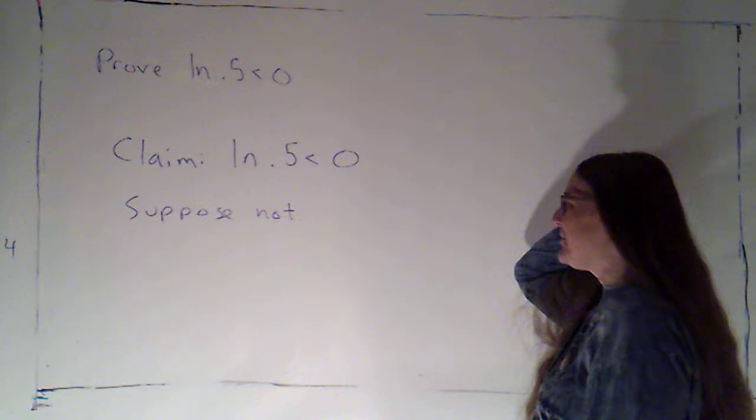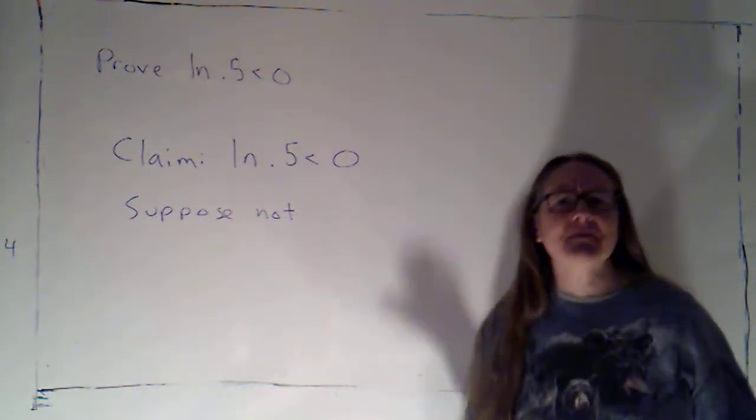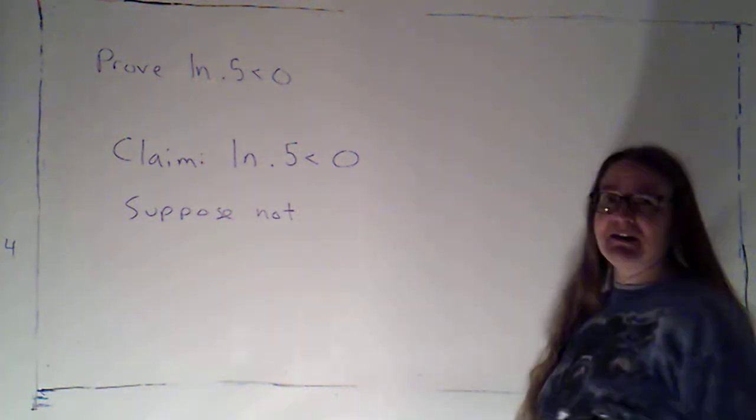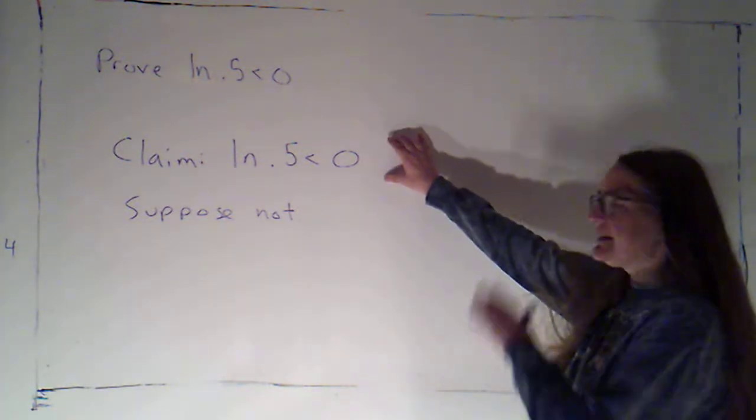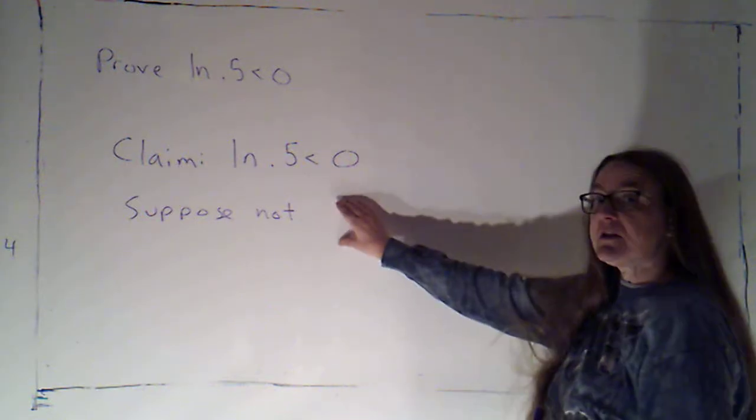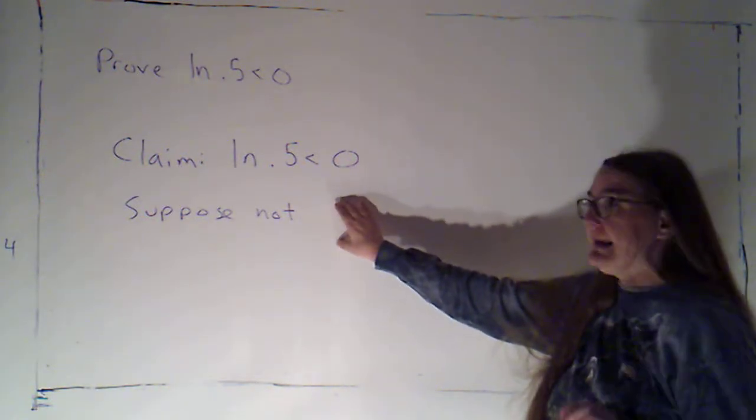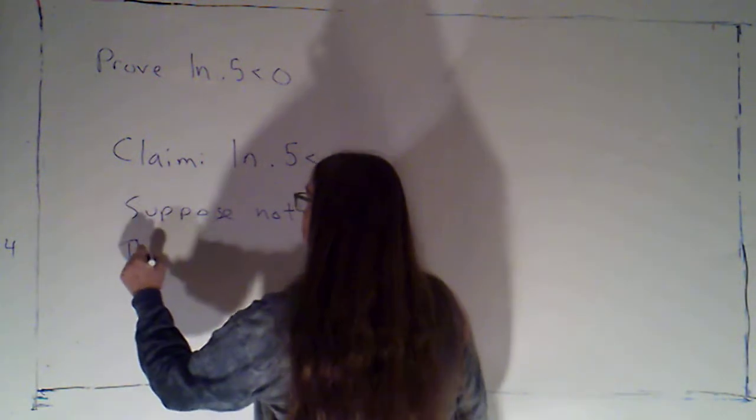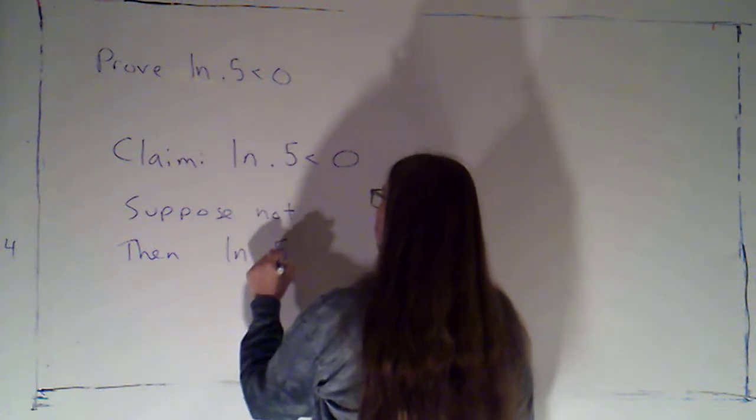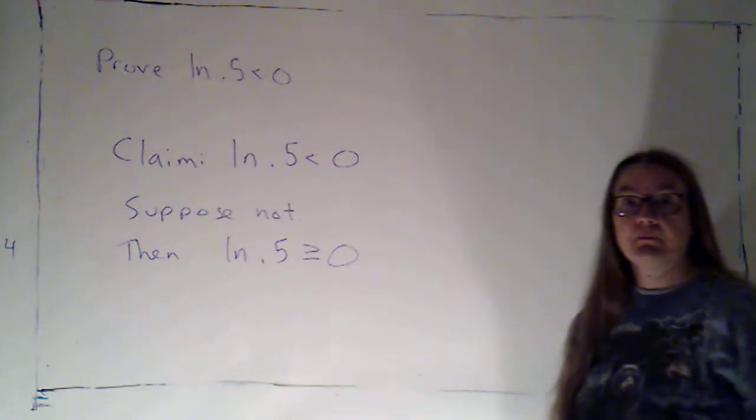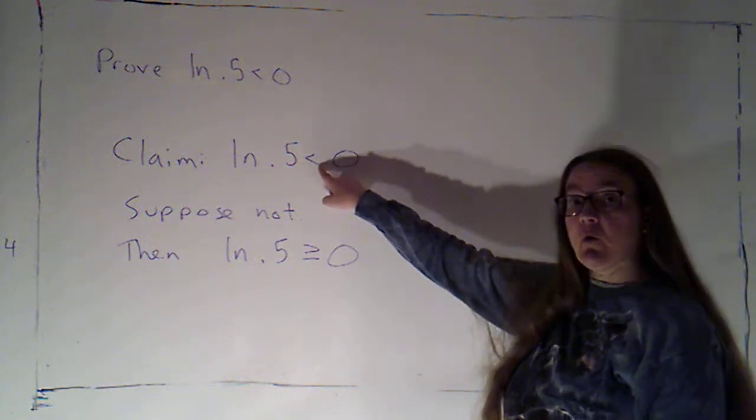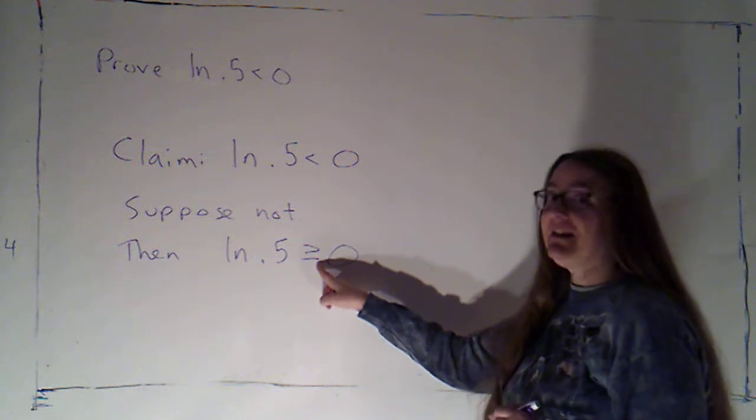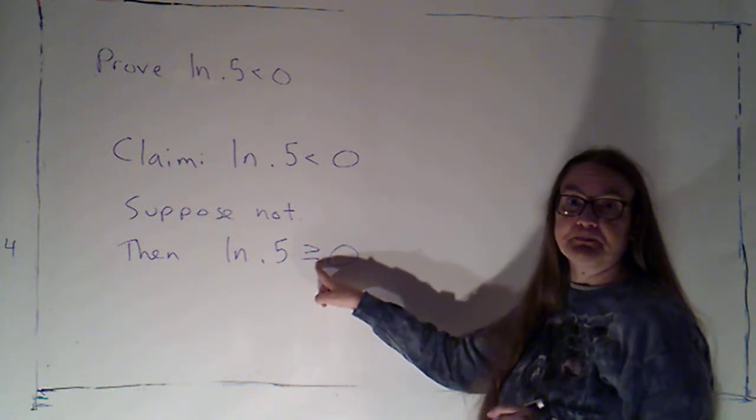Second important thing, you've got to state it before you can suppose it's not true. Sometimes people will start a proof with "suppose not," and it's like, what am I supposing is not true? You've got to tell me what it is. So the claim is the statement that I believe is true. The suppose not, we're just pretending that it's not true. Then I'm going to spell out what that means: that the natural log of 0.5 would be bigger than or equal to 0. Notice if a strict inequality is not true, then the reverse inclusive inequality would have to be true.